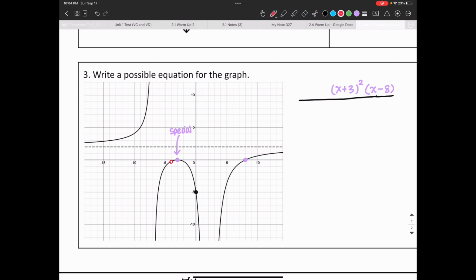I also notice another important point, there's a hole here where x is equal to -4. So then that is a factor that should cancel.